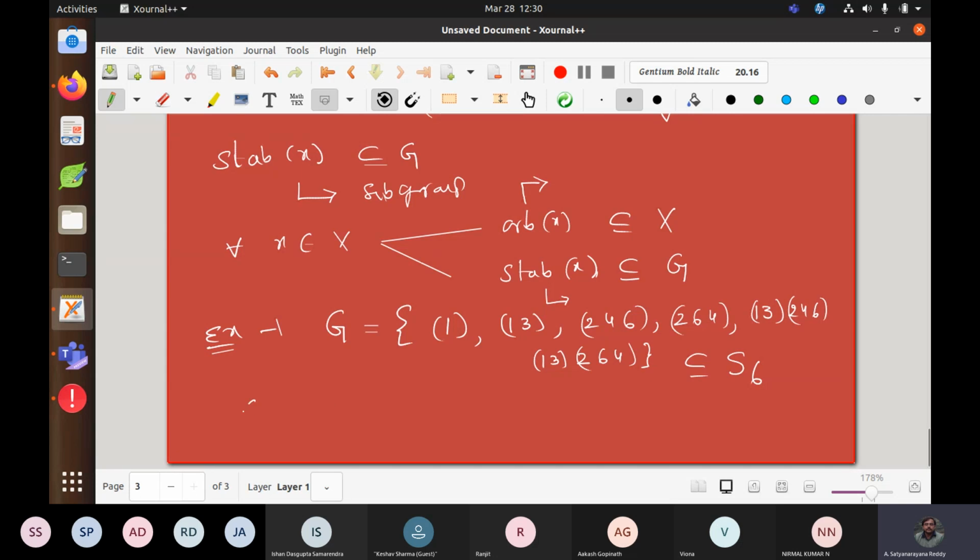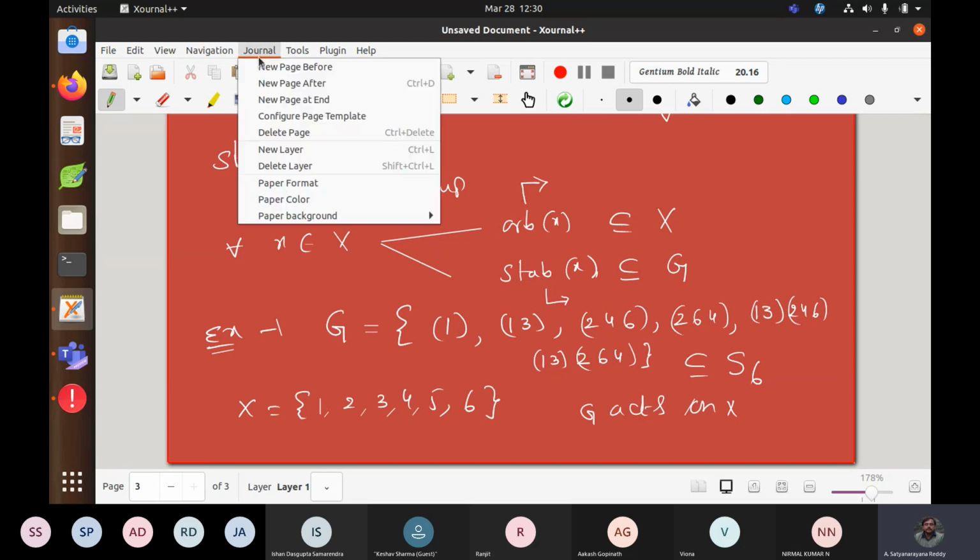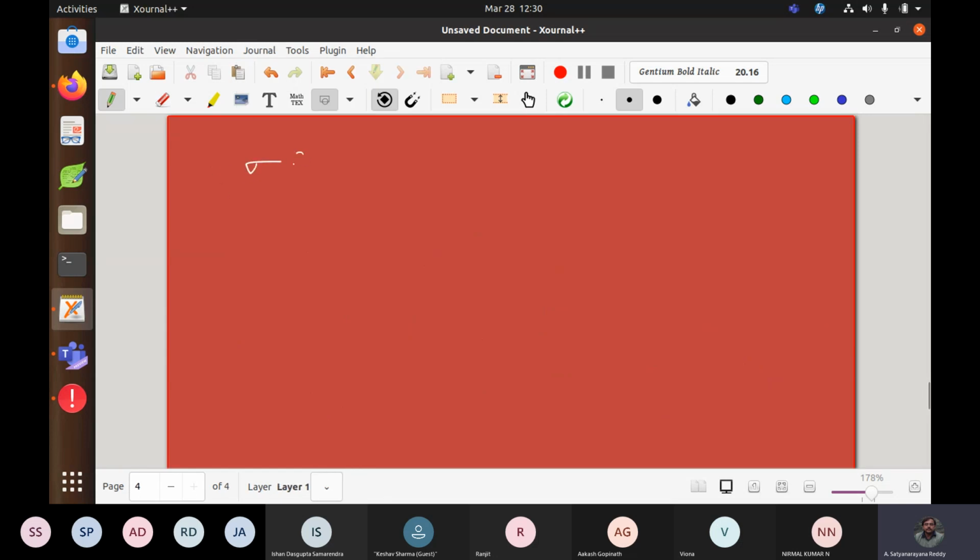Now I want to see that I am taking my X equal to 1, 2, 3, 4, 5, 6. Okay, so how does G act on X? So the natural action of S6 acts. Last time we discussed that. So sigma, if it belongs to S6, is acting on the set X. Okay, so we take any small x, and it is equal to sigma of x.